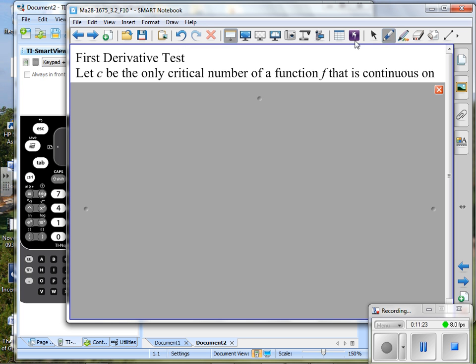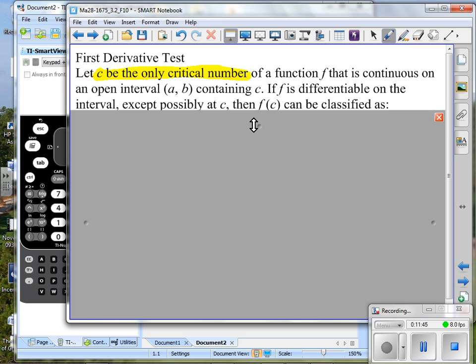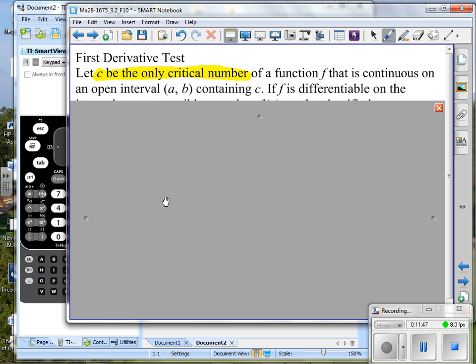Let's highlight the important numbers here. C is a critical number, which means what happens? It's a critical number because the first derivative is 0 or it's undefined. The function is continuous. You know what continuity is. No breaks. You can clap, that type of thing. On an open interval containing that critical number. The function is differentiable. Now, if the function is not differentiable, what's it look like?